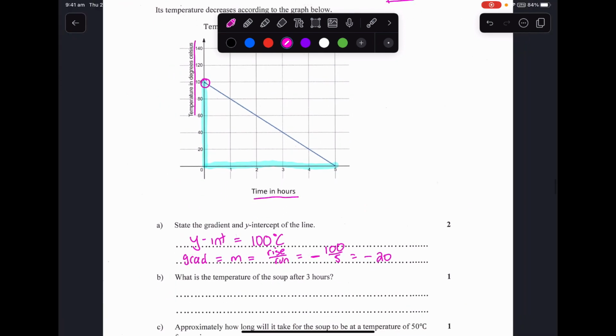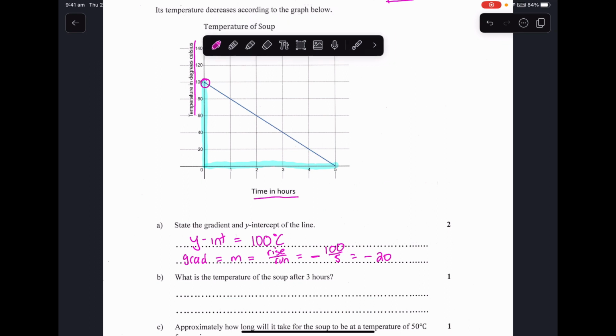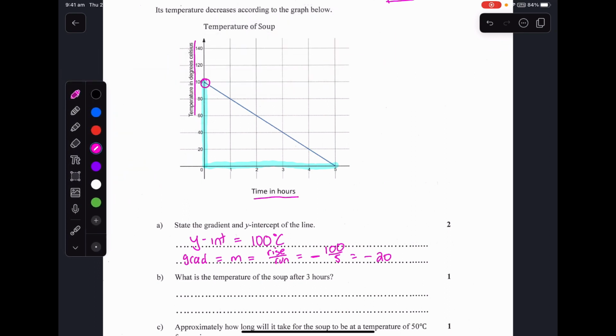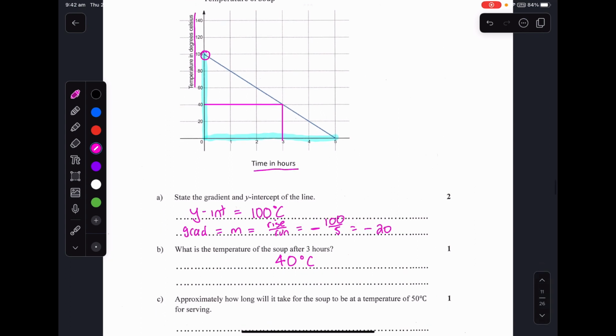Okay, the next question says, what is the temperature of the soup after 3 hours? So let's have a look at the soup after 3 hours. All we have to do is go to the 3 hours, go over to the soup. Nice and easy one. It tells us that it's 40 degrees. So write 40 degrees Celsius. When you have a nice easy one like that, make sure you put the measurement in there because you might get marked down for not having the measurement.